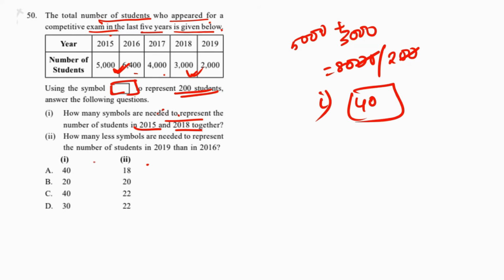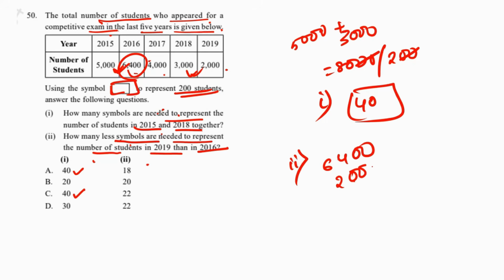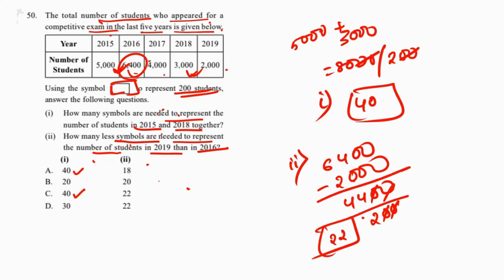For the next, okay, now we have 40. So we have to find out the next one as well. How many less symbols are needed to represent the number of students in 2019 than in 16? 2016, we have 6,400 students, whereas 2019, we have just 2,000 students. So the difference is of 4,400 students. Each symbol would represent 200. So that means 22 symbols for this one. 40 and 22, option C has the required combination. So that's the answer.